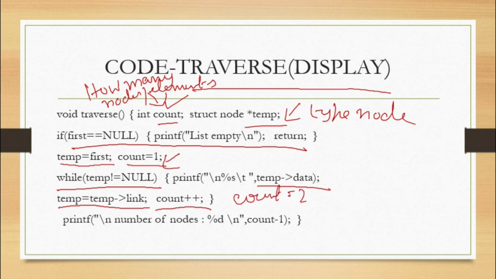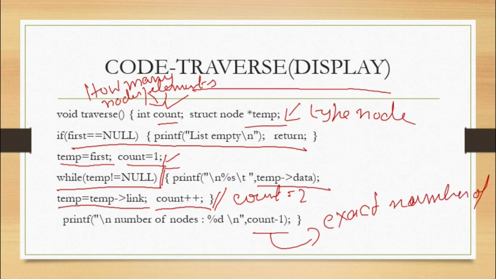Once everything is over, inside this bracket, it will execute till temp becomes equal to null. So always count will be one more than the exact count. That is why at the last, while printing, I will print count minus 1. When you do this, you will get the exact number of nodes. So that is how traversal works. Okay, yes, you go to the next one.